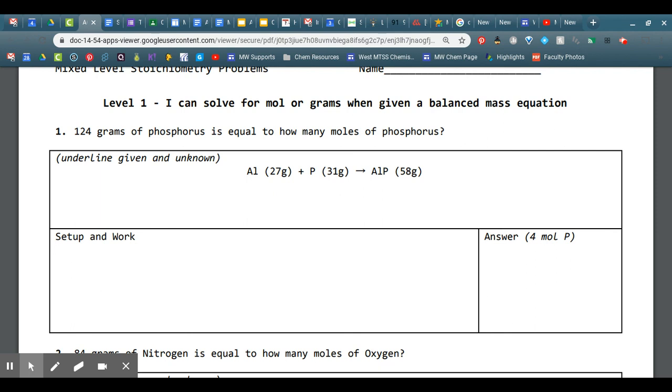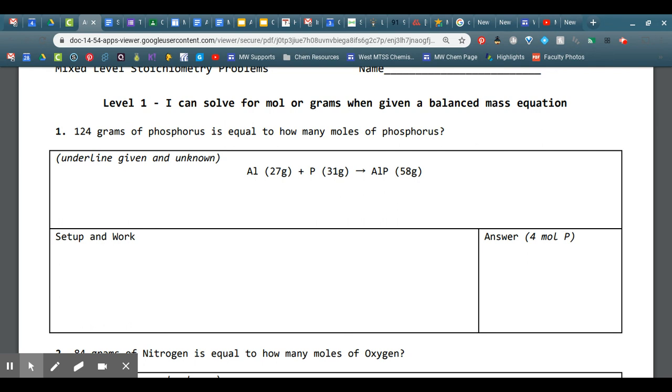Hi everyone, I'm going to go ahead and show you how to solve problem number 1 from your worksheet. This is a typical stoichiometry problem where you would have to convert between grams to moles of another chemical, or maybe from moles to moles of another chemical.